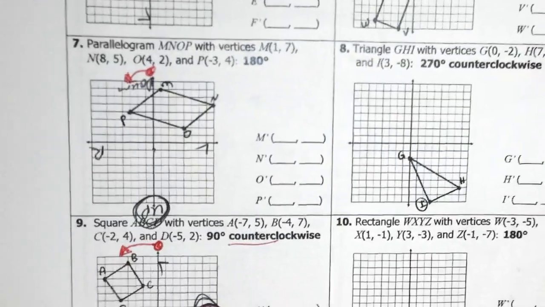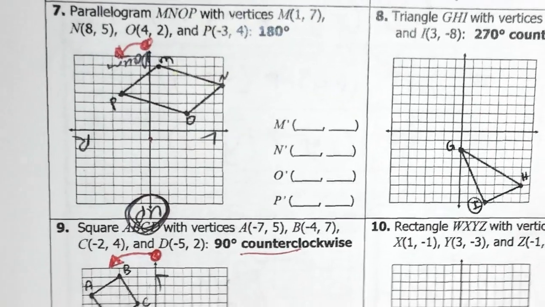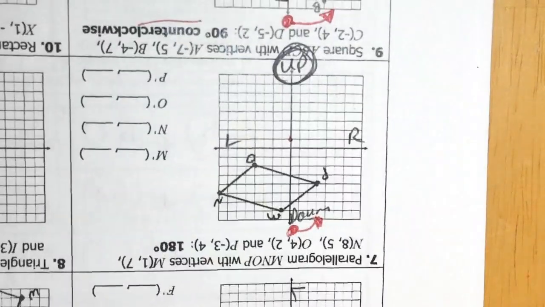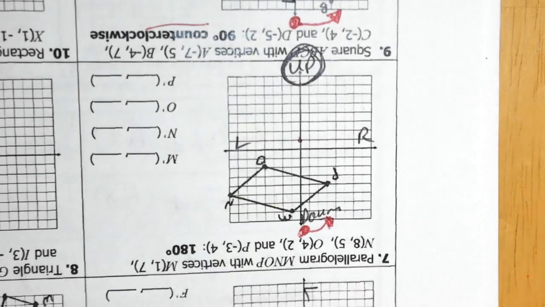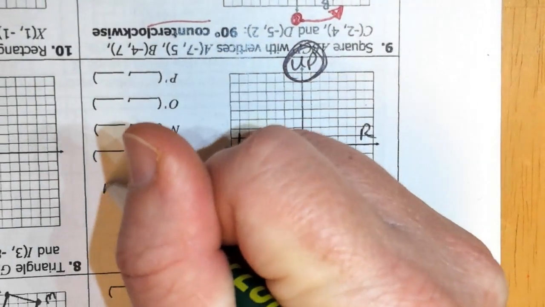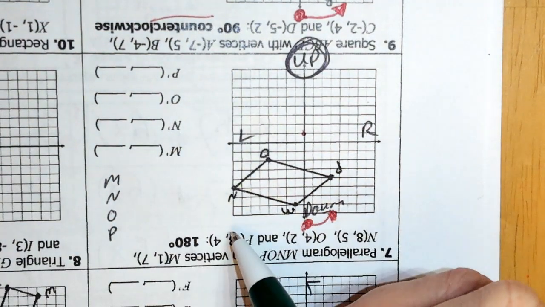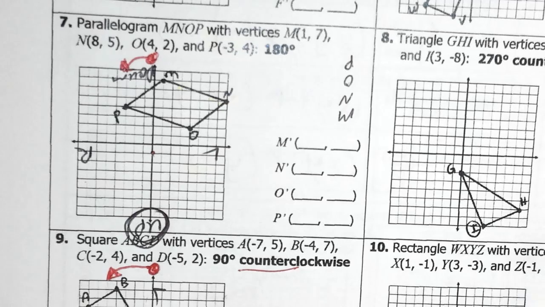I want you guys to try number 7. So on number 7, go ahead, turn it so the up is up to you, which is like this. Write down the coordinates, which is M, N, O, and P. So figure out what those coordinates are, and let's see if you guys get the right answer. So go ahead and pause the video and bust out number 7.